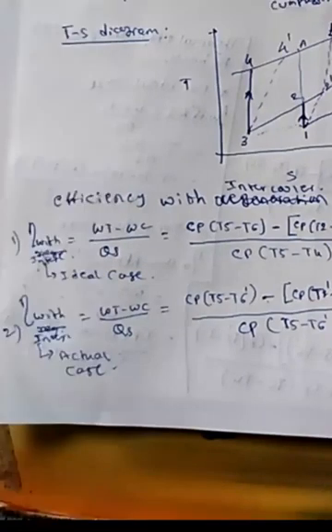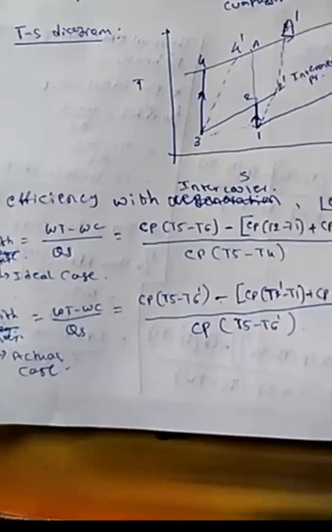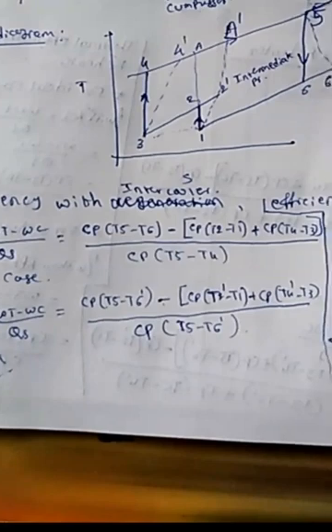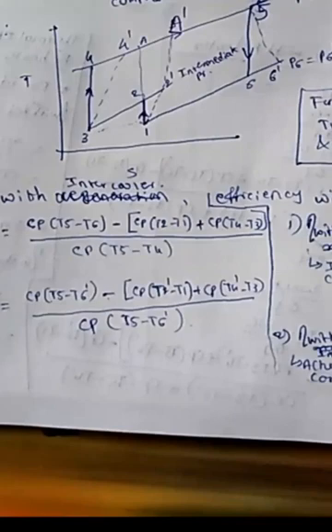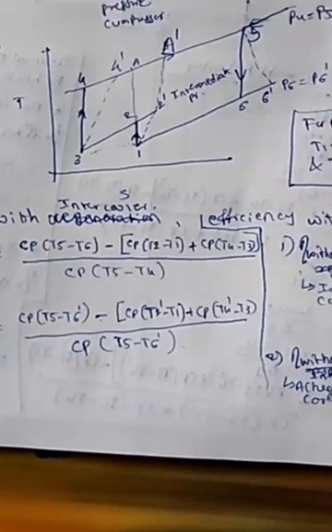Thermal efficiency with intercooler, that is the first case, the ideal case, is equal to net work divided by heat supply. Remember the turbine work: cp of air, mass we have considered 1 kg, cp (t5 minus t6). Minus the compressor work, which is two stage: cp (t2 minus t1) plus, because there are two compressors here, 1 to 2 and 3 to 4.